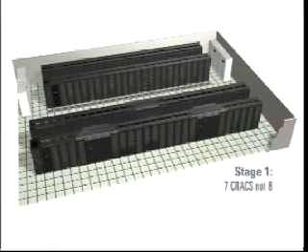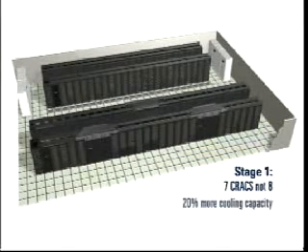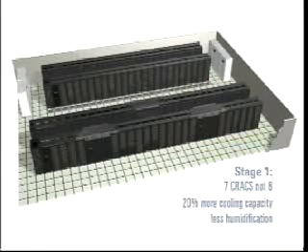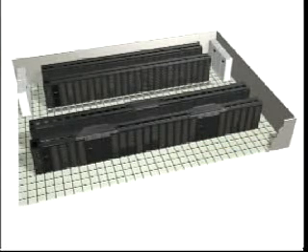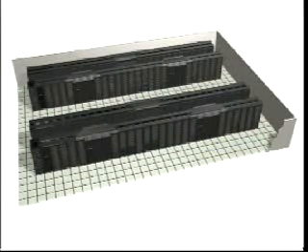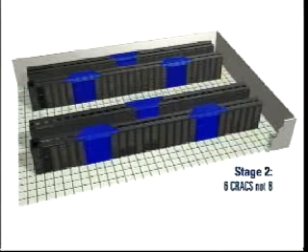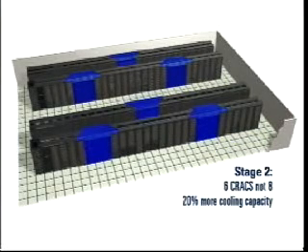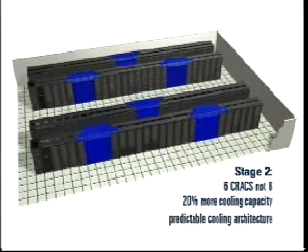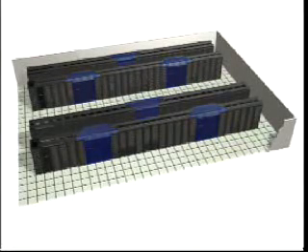Now there are seven air conditioning units instead of eight, 20% more cooling capacity in the converted rows, and less humidification required. During the second stage of implementation, the data center manager repeats this same step for the remaining two rows. The net result is six air conditioning units instead of eight, 20% more cooling capacity per row, and a predictable cooling architecture.